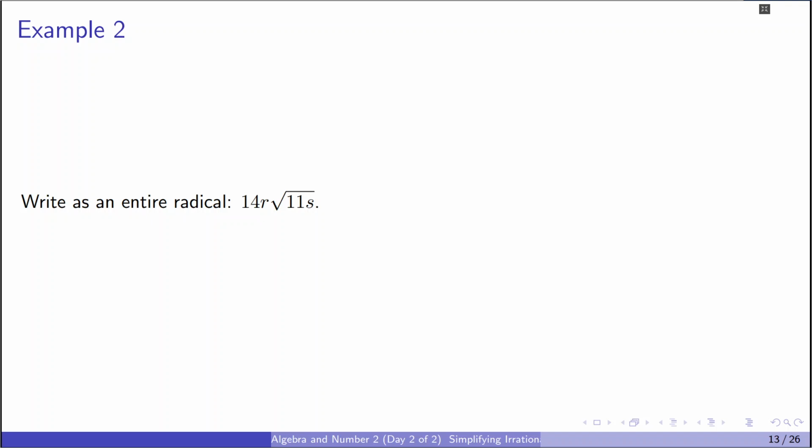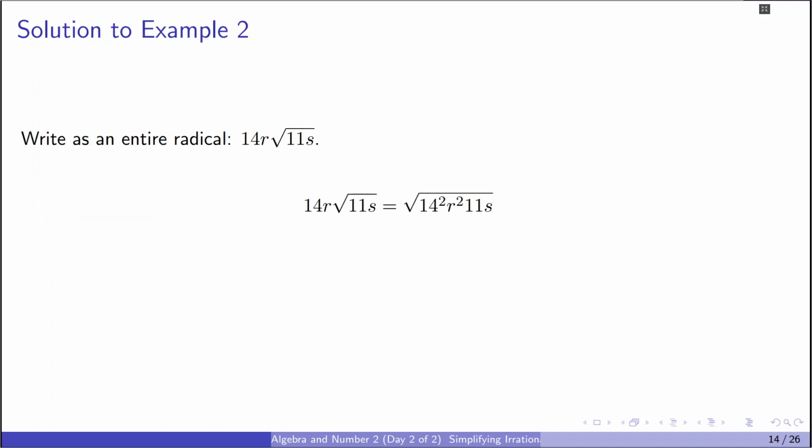Here we're going the other way. We're writing it as an entire radical. That means that 14r has to go into the radical. We do the process in reverse. To put them under that radical, under the square root, we have to square them. So 14 squared times r squared times 11s. That's 196 times 11 r squared s.